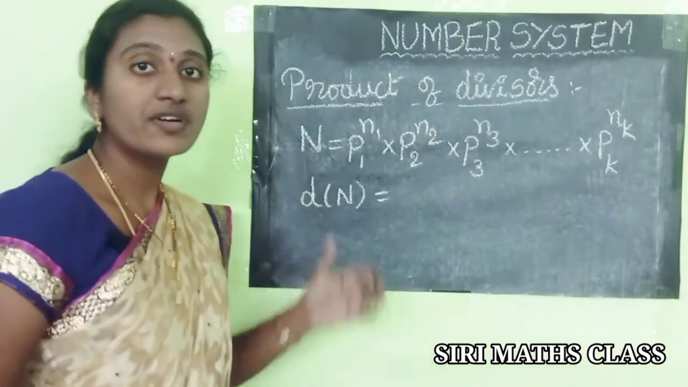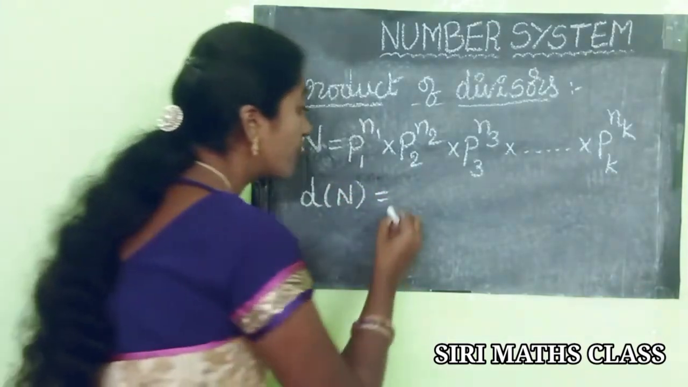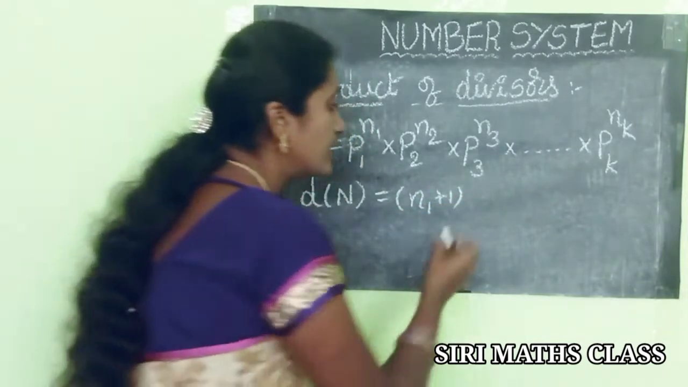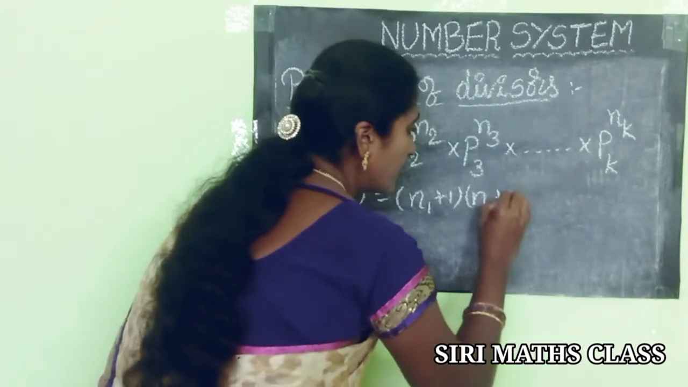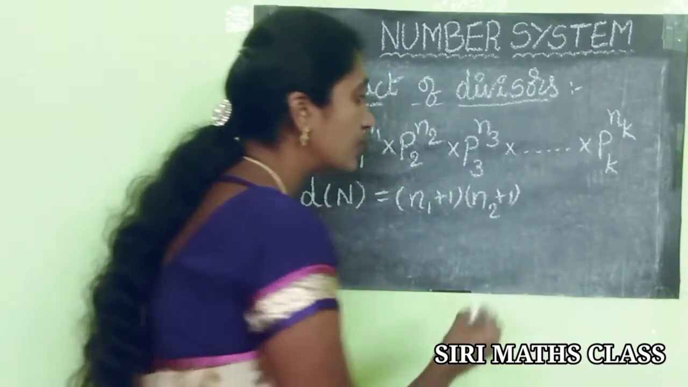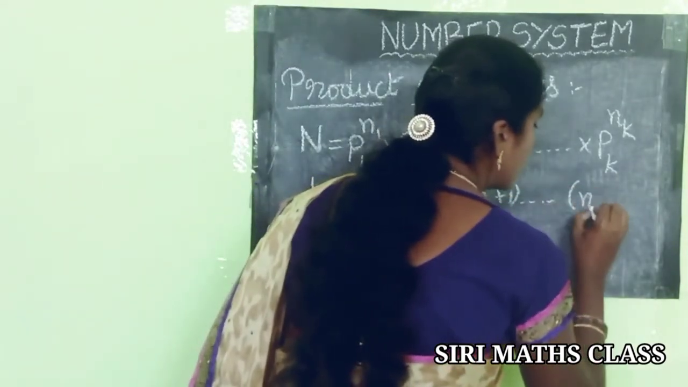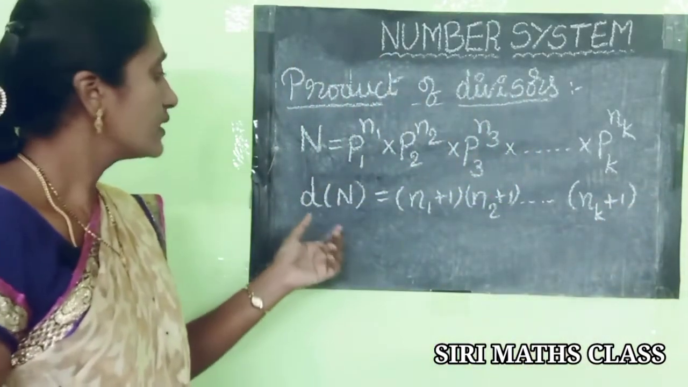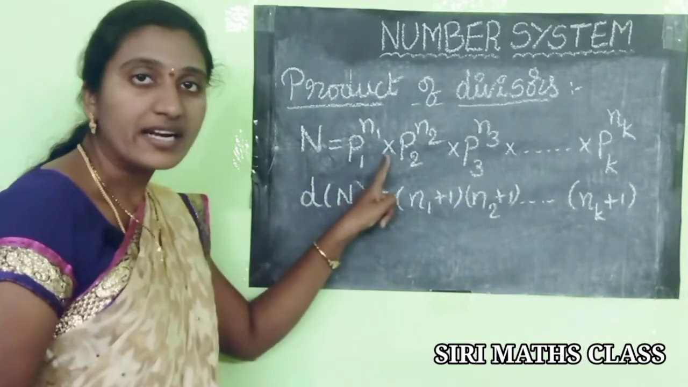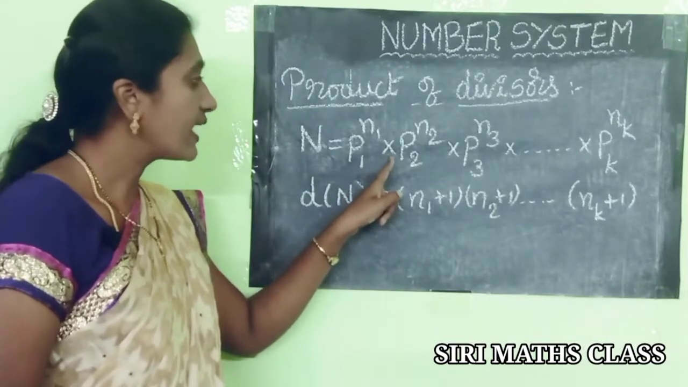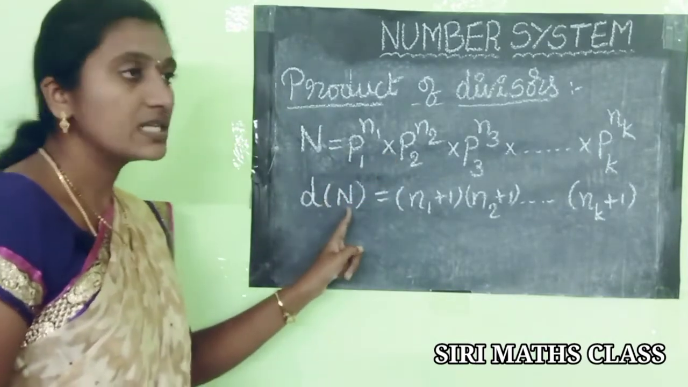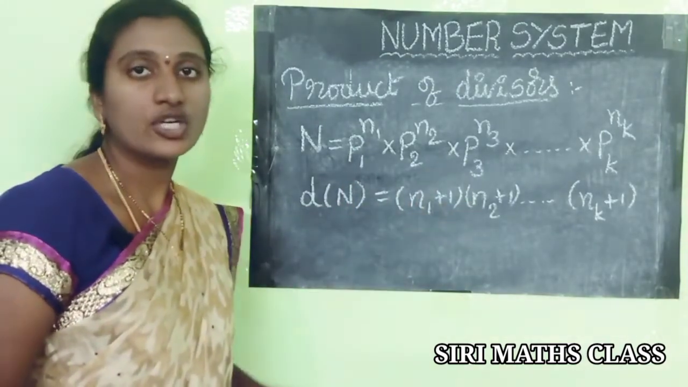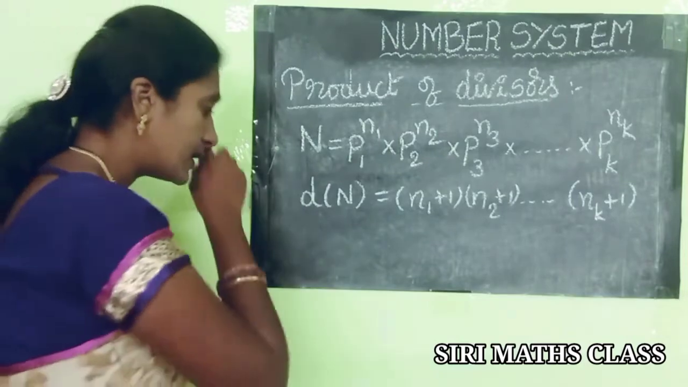Number of divisors, what is the formula? N1 plus 1 into N2 plus 1 into and so on into Nk plus 1. This is the number of divisors of a natural number, where N1, N2 and so on are natural numbers.